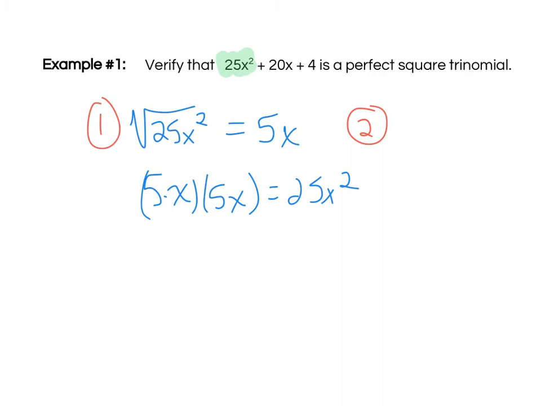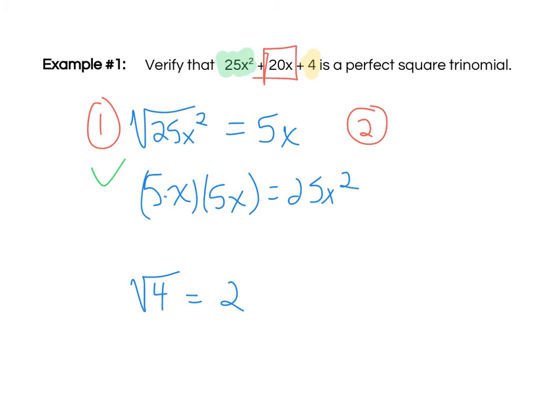So let's take a look at the second part of that first step, which is for me to make sure that 4 is indeed a perfect square. I think that part is fairly easy to see. I know that 4 is a perfect square because it has a nice, beautiful whole number square root. So the first criteria has been met. Let's look at the second criteria. The second criteria is, I need to take a really close look at that middle term of 20x.